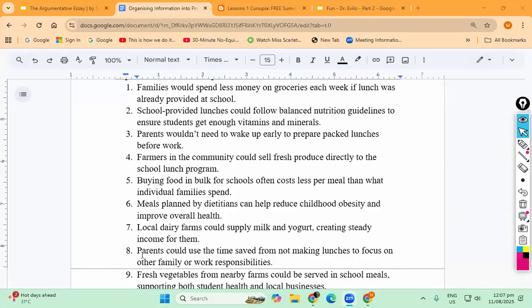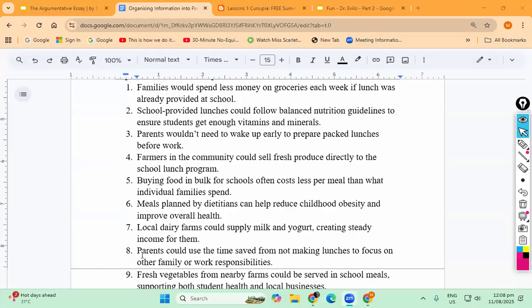Buying food in bulk for schools often costs less per meal than what individual families spend. Meals planned by dietitians can help reduce childhood obesity and improve overall health. Local dairy farms could supply milk and yogurt, creating steady income for them. Parents could use the time saved from not making lunches to focus on other family or work responsibilities. Fresh vegetables from nearby farms could be served in schools, supporting both student health and local businesses.